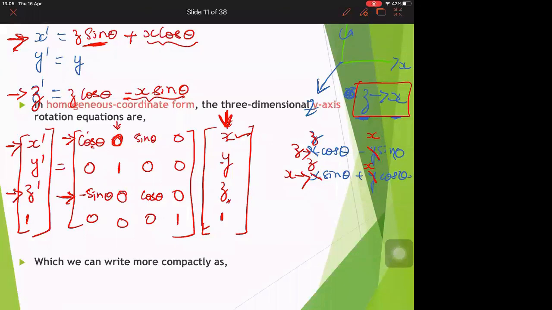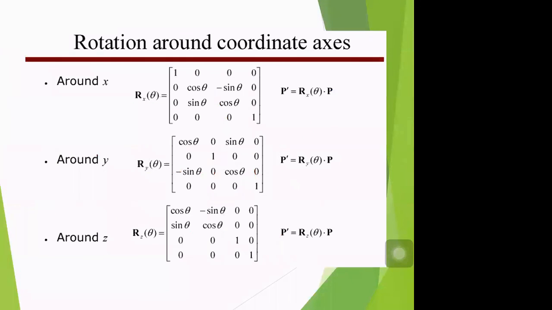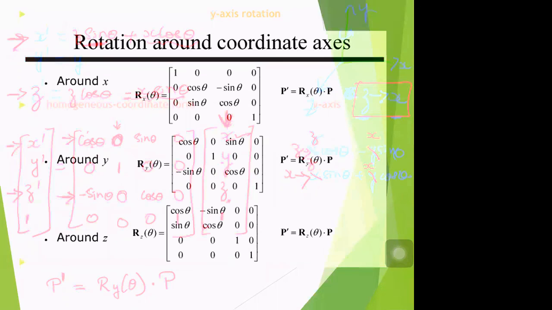So which we can write in general form. How will I write this? P dash is equal to R with respect to Y of theta multiplied with P. Hope you have understood this. Just 2 more minutes I'll take to complete the inverse. Okay, this is the final one. Fine, shall I go ahead?